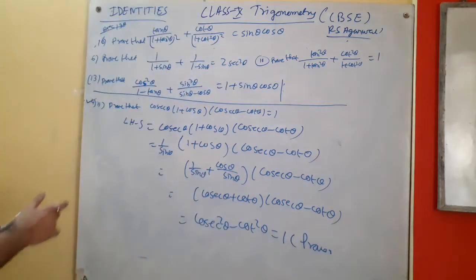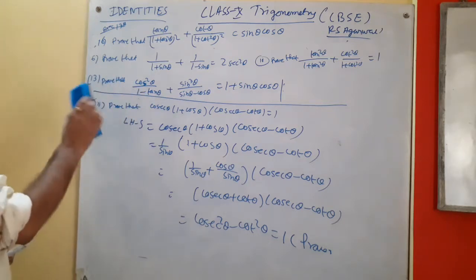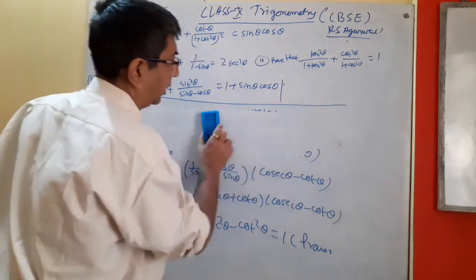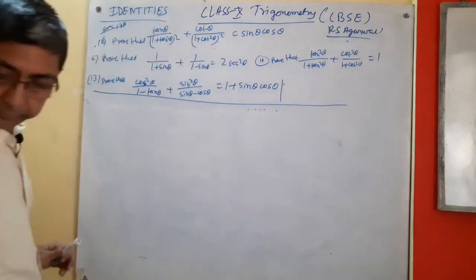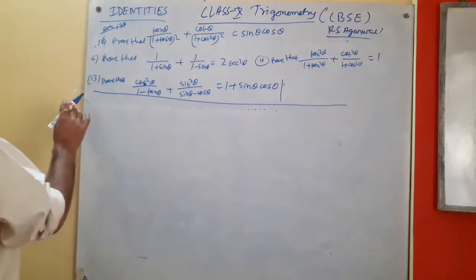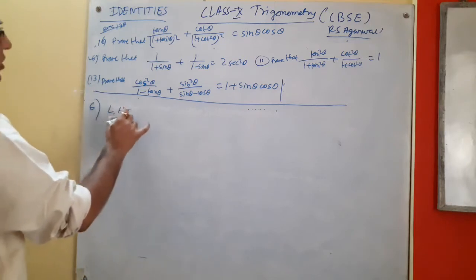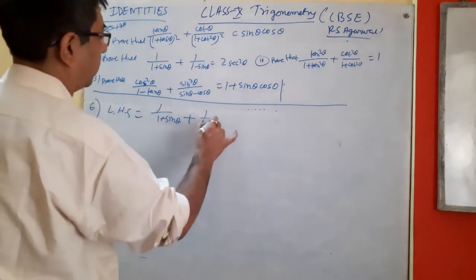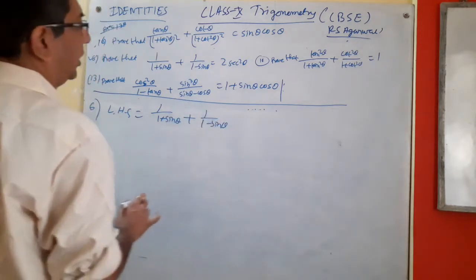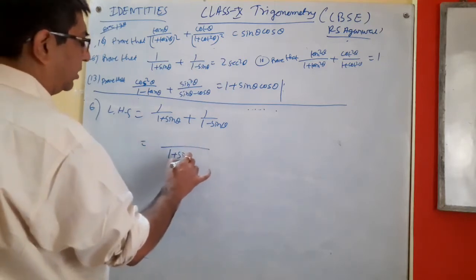Now we go to question number 13. Or 6. It's better to do 6, 10 because it is quite easy. Now we are doing number 6. Question number 6, LHS: 1 by 1 plus sin theta plus 1 by 1 minus sin theta. You have to prove this is 2 sec square theta. Look how to do. Just go for LCM.